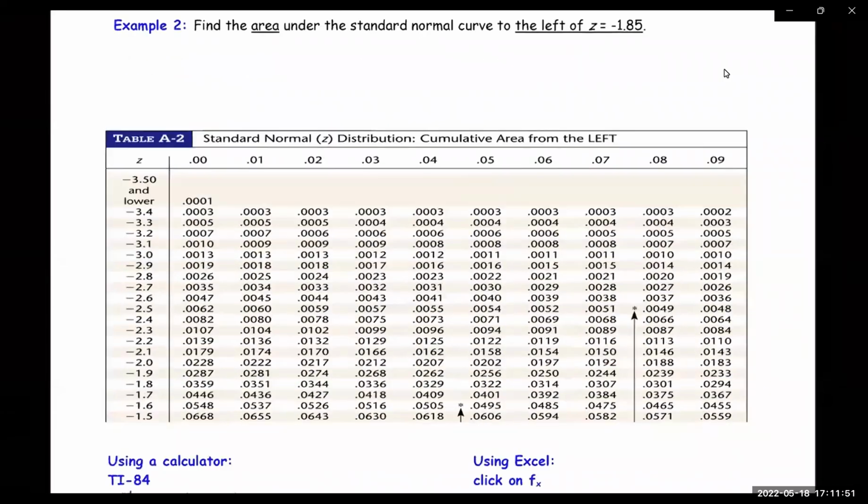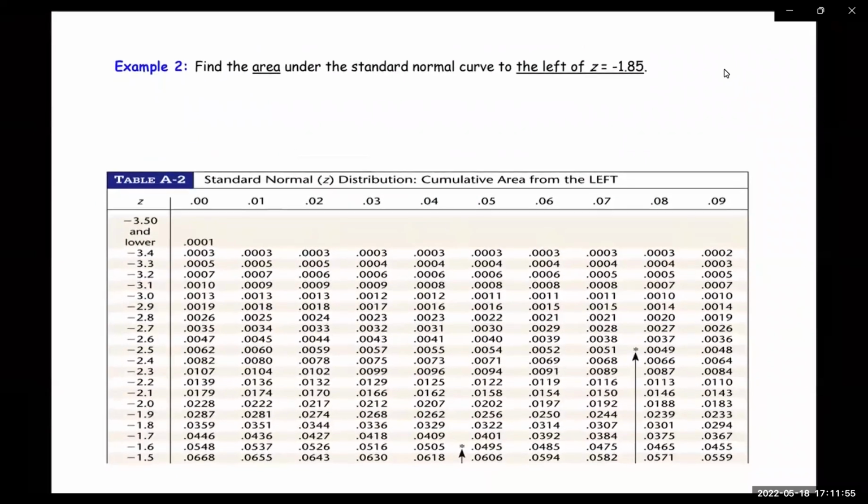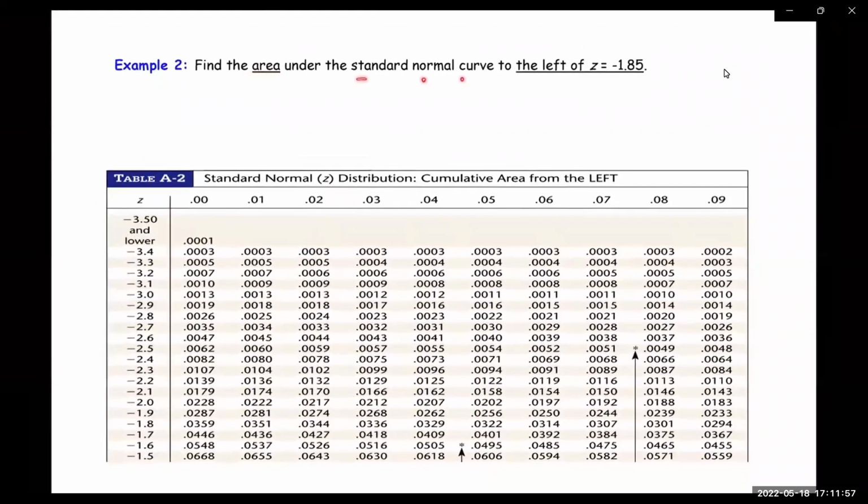So here's a table for the negatives. All right, they want us to find the area under the standard normal curve to the left of z equals -1.85. So first thing you always want to do is draw the picture. Draw your bell-shaped curve. Your mean is 0 because it says standard.